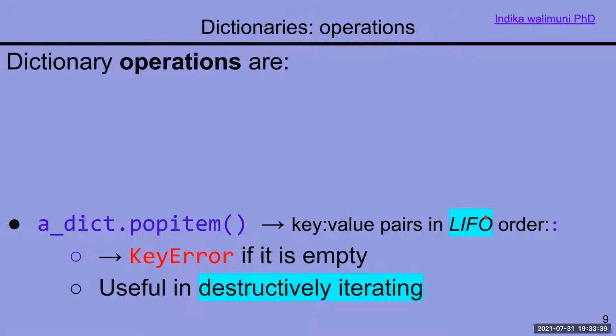Basically, you get a key error if it is empty. Sorry, let me take it back. If the dictionary is empty, you're going to get a key error. This method is really useful for iterating a dictionary destructively. As you iterate, you take out items, and at the end you get an empty dictionary. We call it destructive iteration.